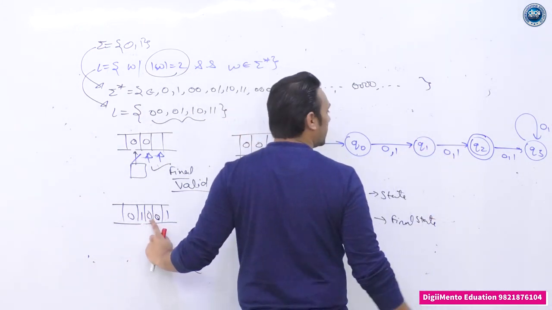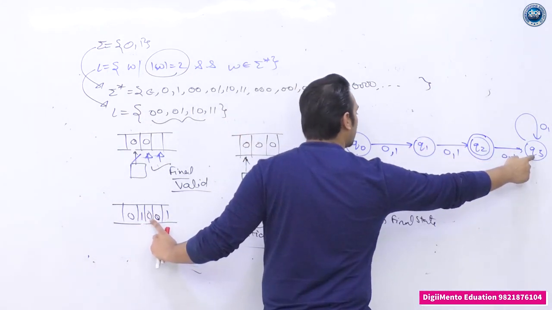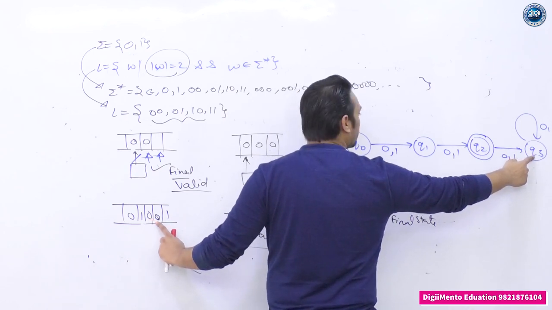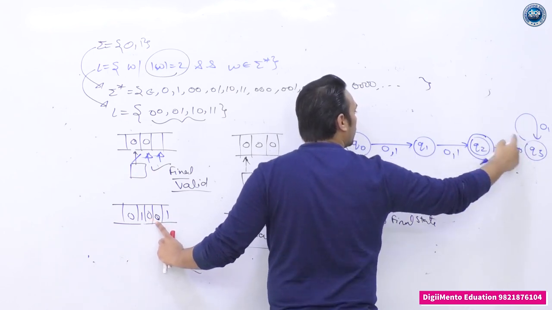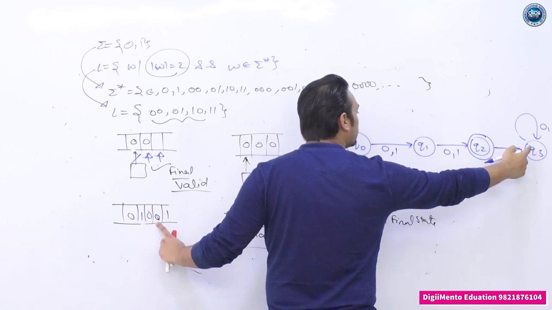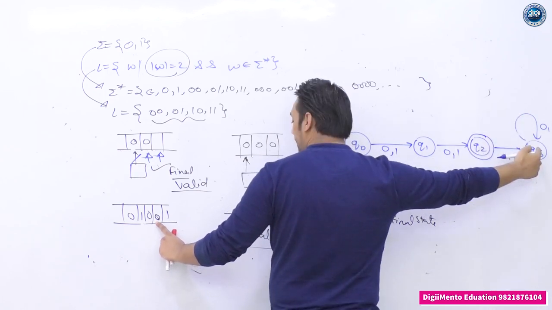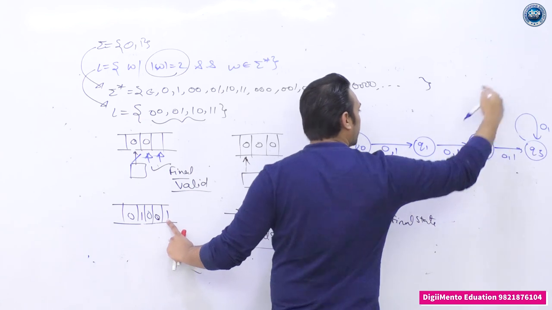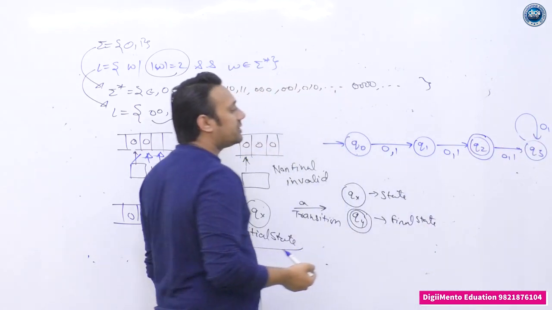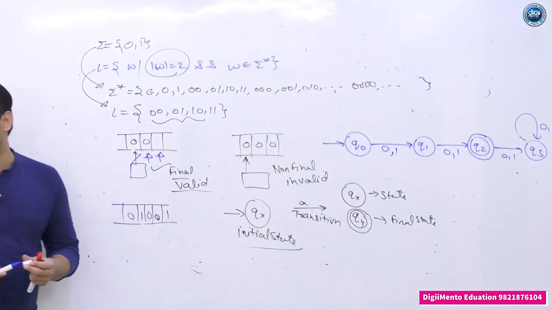फिर हमने symbol 0 को read किया, यानी कि हम Q2 से लेकर Q3 के पास गए. फिर से हमने symbol 0 को read किया. Now Q3 is having a loop here, यानी कि अगर Q3 पर एक और 0 आता तो again हम लोग Q3 के पास गए. फिर हमारे पास 1 आया तो again हम लोग Q3 के पास गए. So basically Q3 is having a loop, right.